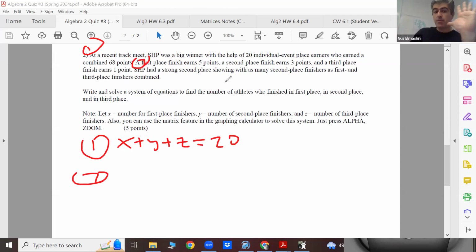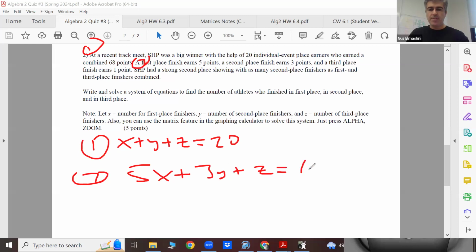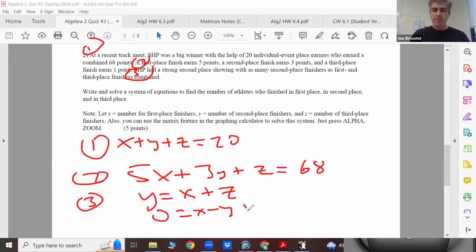How many points do you get for finishing first place? And how about second place? How about third place? You get something. That's good. Oh, sorry, I meant to put y. My bad. Equals 68 points. And lastly, your third equation. The second place finishers equals the first and third place finishers combined. How do I make that? y equals what? Totally right. So 0 equals x minus y plus z.